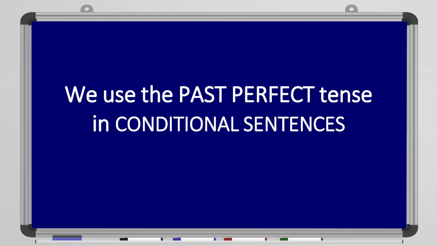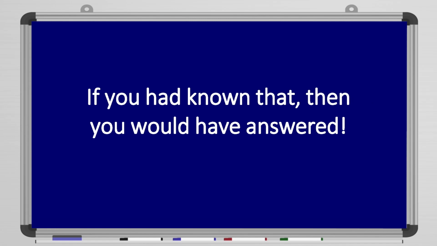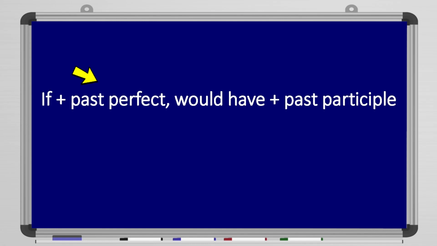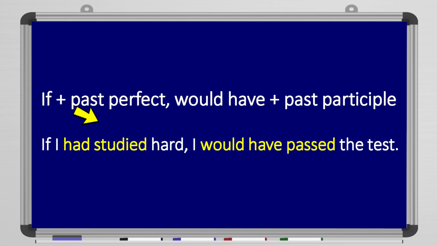In the third conditional. If you had known that, then you would have answered. If you had known, you would have answered. This is a mix of what? Of the third conditional and past perfect appliances. So let's see it. If plus past perfect, would have plus past participle. Easy. It's a simple equation. If I had studied hard, I would have passed the test.